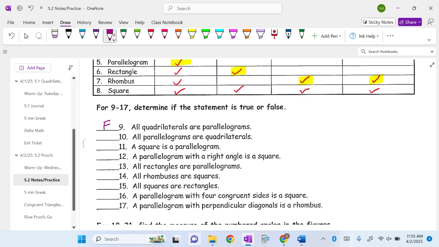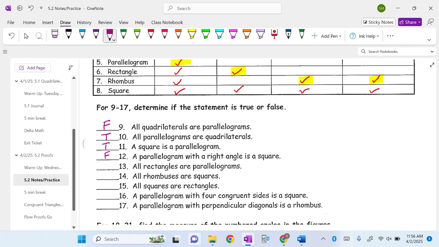All parallelograms are quadrilaterals, true or false? That's definitely true. A square is a parallelogram, true or false? That's true. Parallelogram is higher in the hierarchy. A parallelogram with a right angle is a square. Is that always true? Right, it's false because rectangles exist.